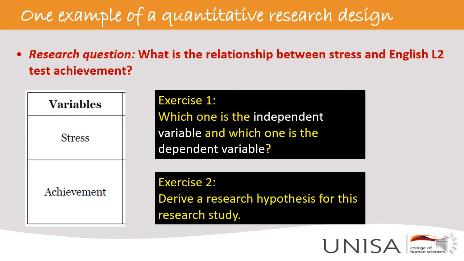Another part of the first step of this phase of the research design is to derive a research hypothesis. For this, we actually need theoretical competence. So let us assume that high stress levels cause low English language test achievement. If this theory is true, we can hypothesize that there is a negative relationship between stress and English second language test achievement. In other words, as stress levels go up, test achievement levels go down.